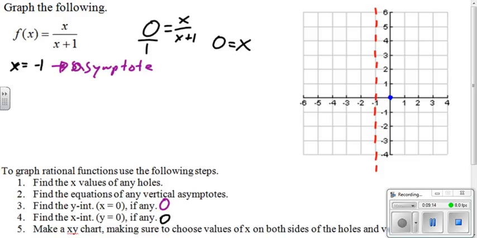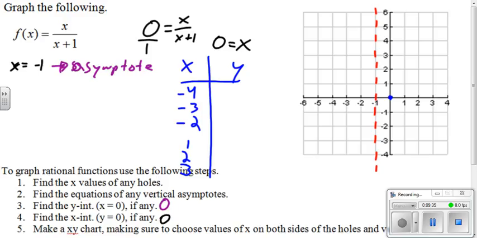The only thing left to do is make a chart, x and y. And we'll just find values that are going to be fairly close to what we have here. So like -4, -3, and -2. We don't have to use -1 because that's our asymptote. We've already found 0, so we'll do 1, 2, and 3.